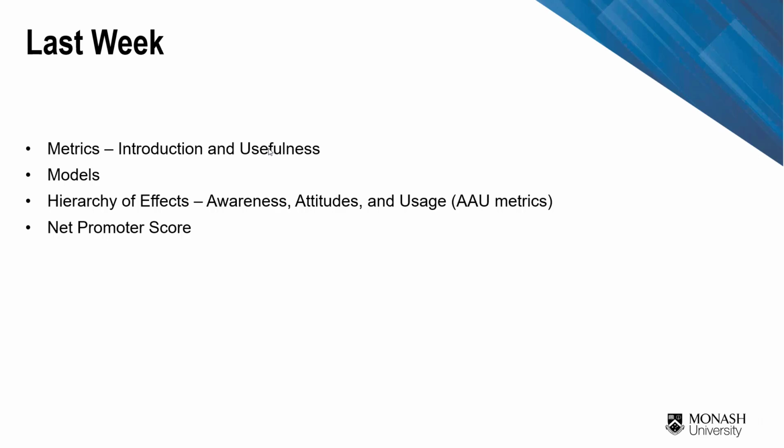And in models, we touched on different models. For example, we talked about what factors affect your marks. Some of you might say, because I study hard, I listened to David's lecture, I didn't come late to exams. We touched on hierarchy of effects, the awareness, attitude, usage metrics. And lastly, we talked about Net Promoter Score, whereby we did some calculation and also the formula of Net Promoter Score, which is the percentage of promoters minus the percentage of detractors.